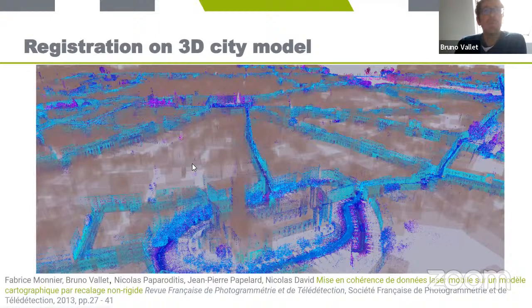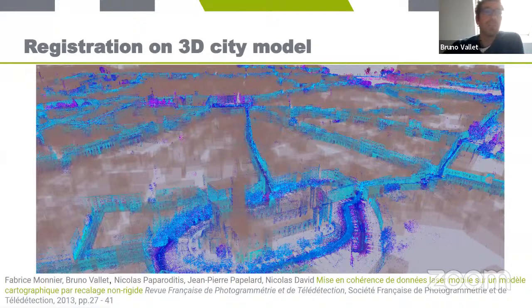But then this data, you might want to register it on other data sources. I talked before about a vector data source. Here we had a 3D city model, a pre-existing 3D city model that was well registered, but with a relatively low level of detail. What we try to do is to register some mobile mapping data on the low level of detail vector data, in order to be able to use this mobile mapping data to enhance the level of detail of the city model.